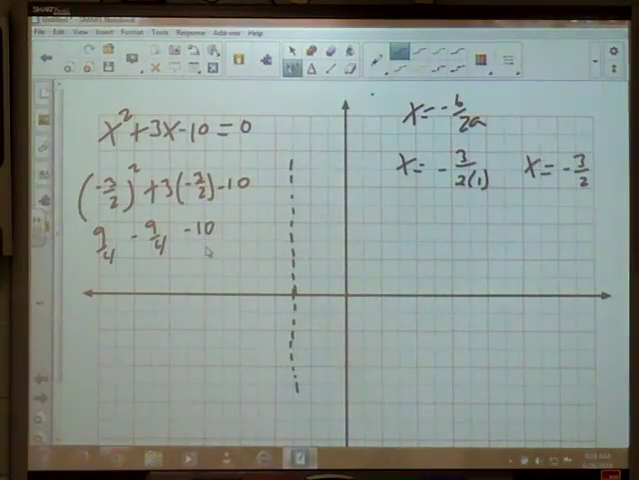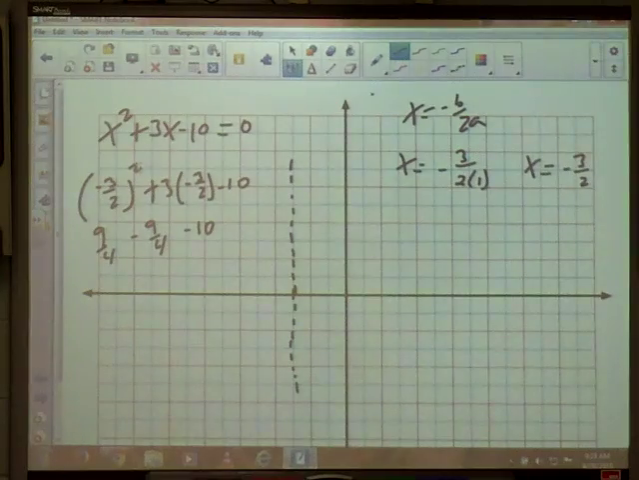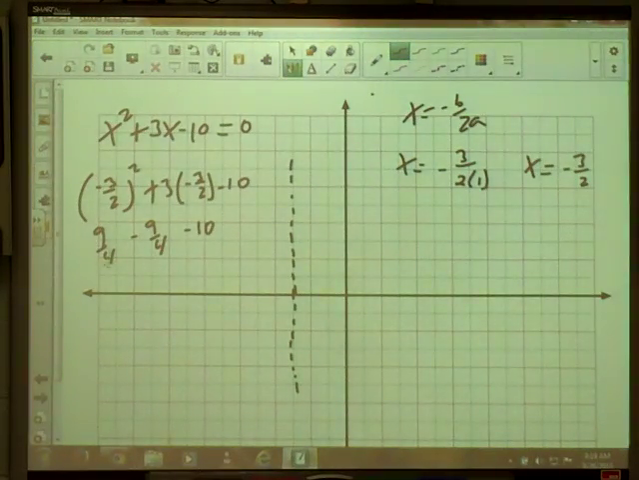Need to talk about that? Everybody good? When you square a fraction, you square top and bottom: 3 squared, 2 squared. When you multiply fractions, you just multiply across the top, 3 times 3, across the bottom, 2 times 1. Everybody all right on that?